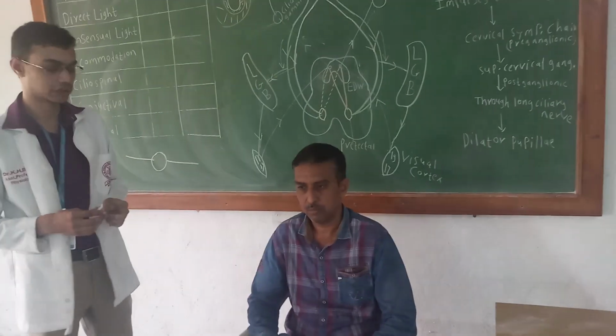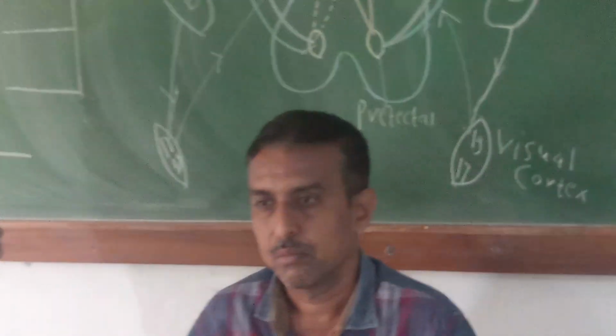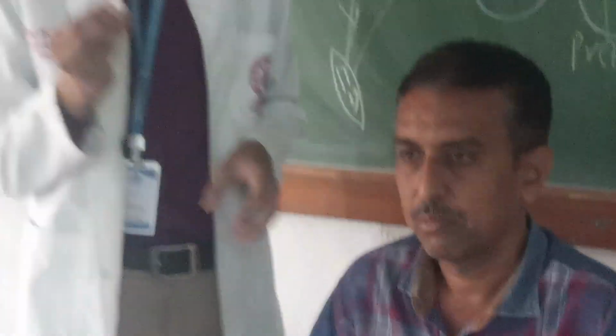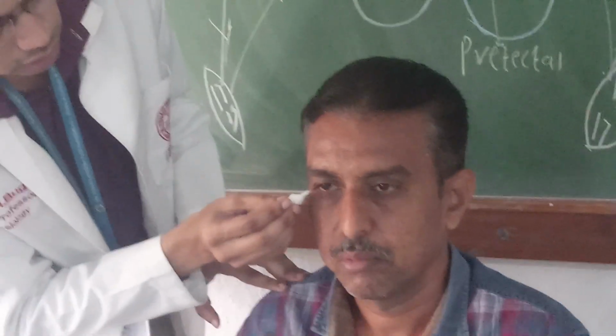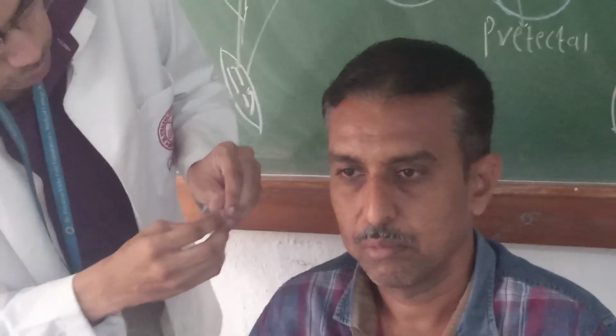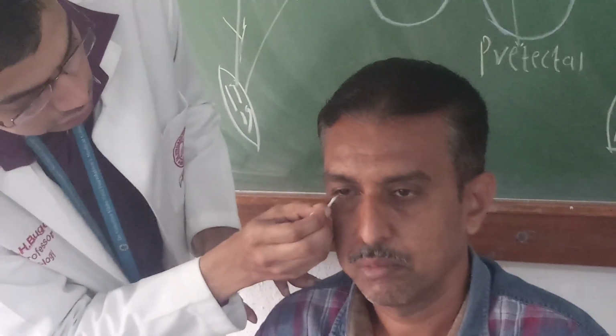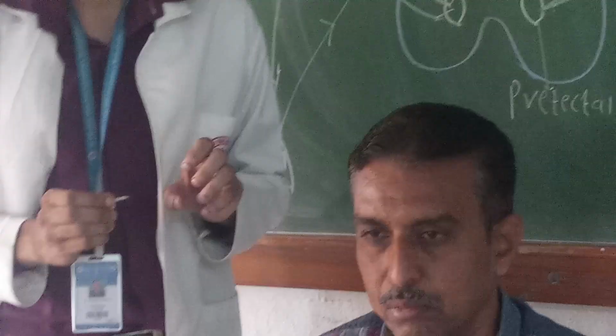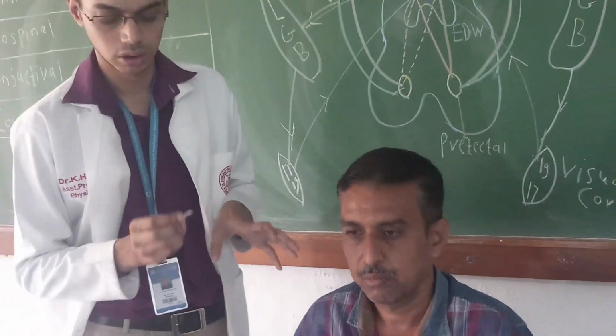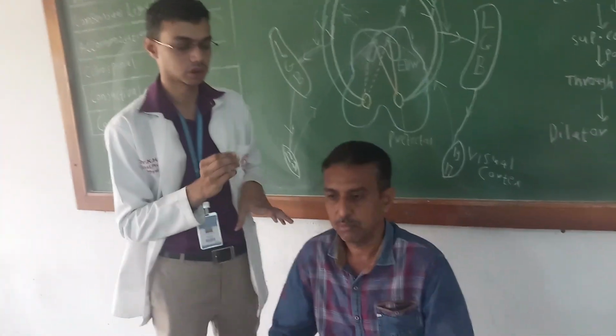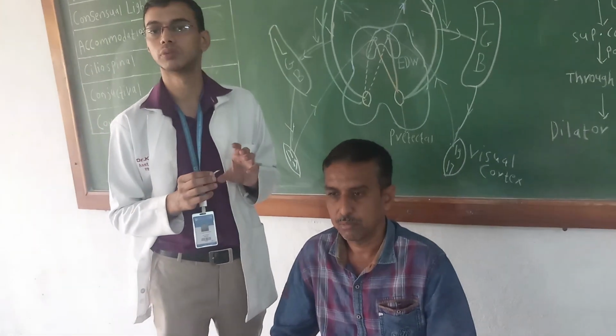Already we have explained this in the clinical examination of the eye. Again I will repeat. For the conjunctival reflex, we use a cotton wisp. Ask the person to look at a distant object and touch the conjunctiva of the subject. The normal response is blinking of both eyes. For the corneal reflex, again with a cotton wisp, you touch the cornea. The response is blinking of both eyes.